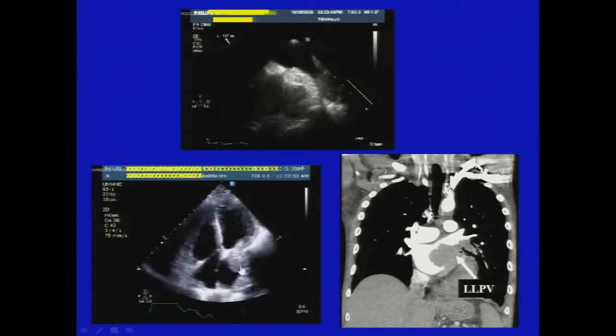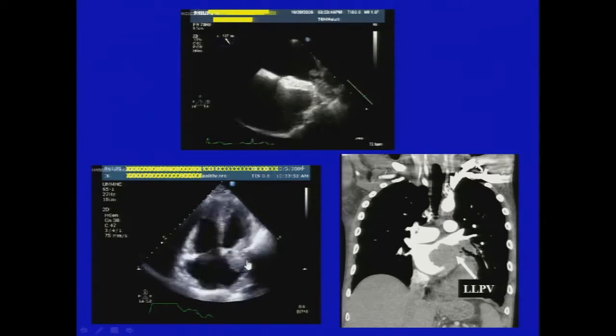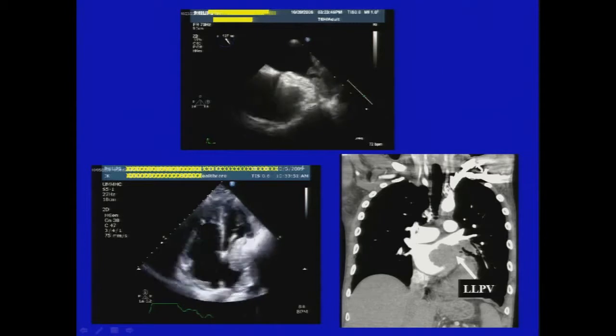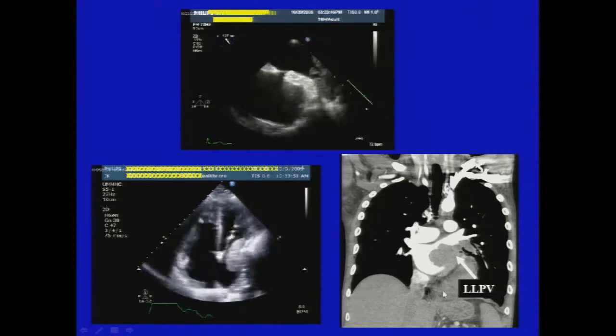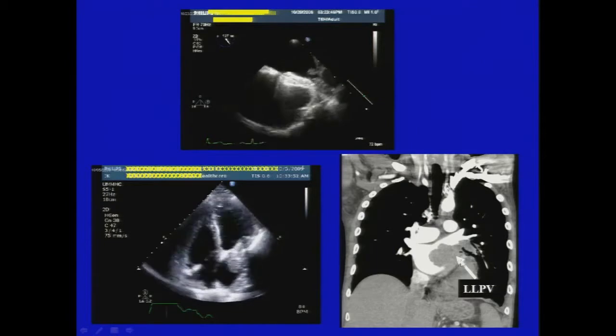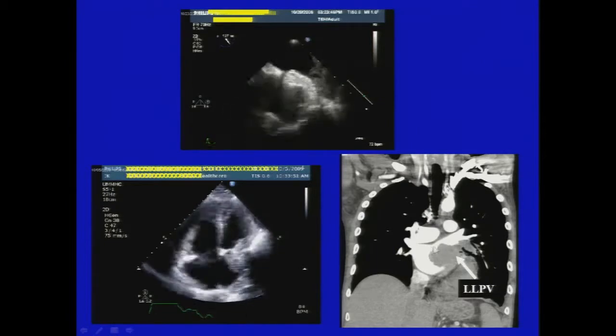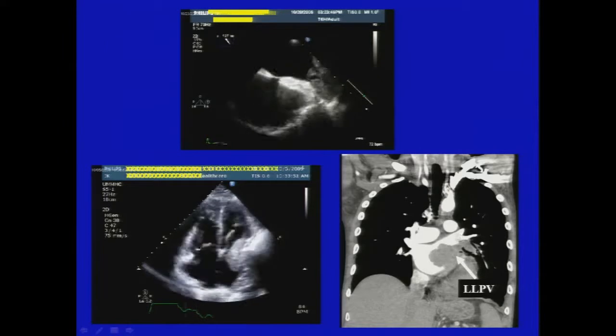And this is the area that Susan showed you yesterday where the left lower pulmonary vein enters the left atrium. And here's the patient's contrast-enhanced CAT scan, the lung mass, and the mass invading through the left lower pulmonary vein and infiltrating into the left atrium. Here's the left upper pulmonary vein.